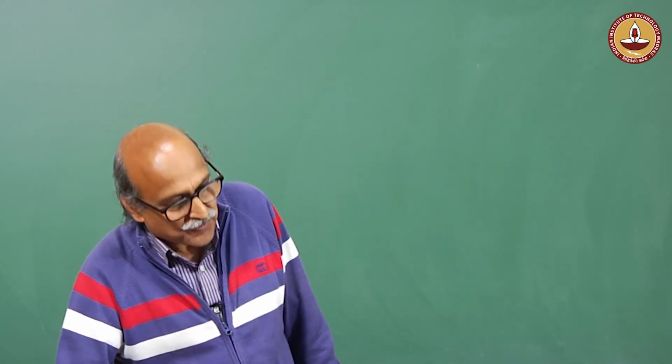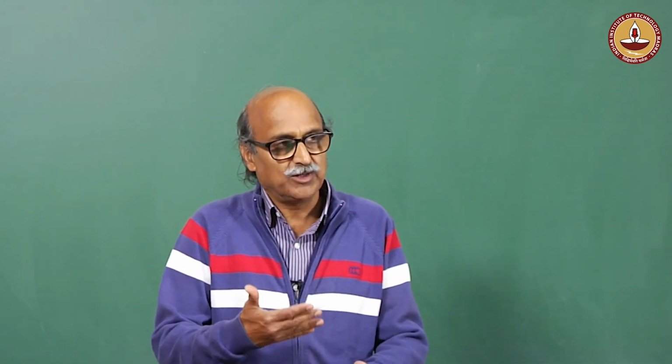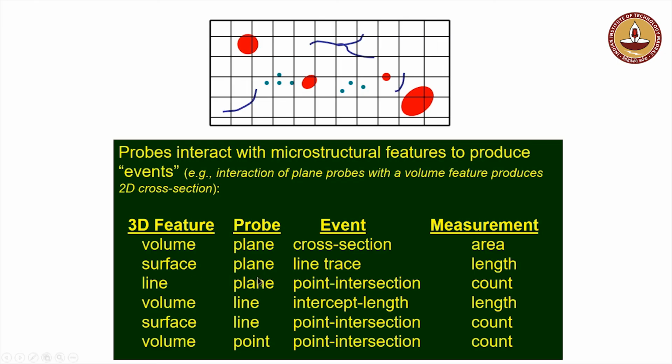If it is a surface feature and we are using a plane probe, then the event is a line trace. One of the measurements that we can make is the length of the sectioned line. If you take a line feature in the 3-dimensional structure cutting with a plane probe, you would get a point intersection. A line with a plane will give a point intersection. How many such points are there? You can count them. So, how many such events are there? You can count them.